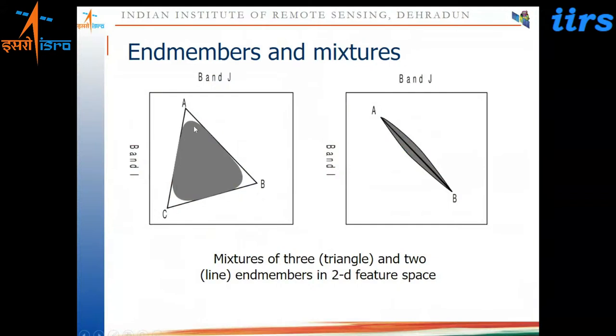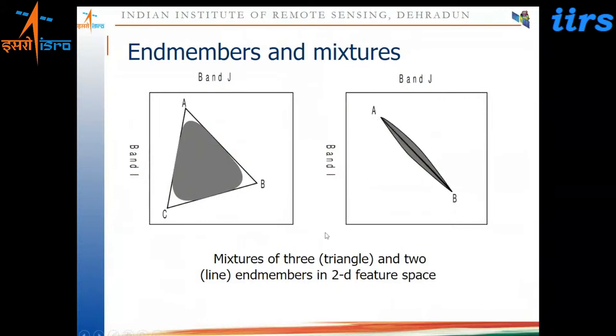Along the line AB, the mixtures of A and B will be there. Along the line BC, the mixtures of B and C will be there. Along AC, the A and C mixtures will be there. And at the center, the mixtures of A, B and C in equal amounts will be present. Same with two classes. If there are two dominant classes, then your scatter plot will look like this. At point B it is dominated by B, at point A dominated by A, and gradually when you are moving from B to A, the composition of B is decreasing and A is increasing.